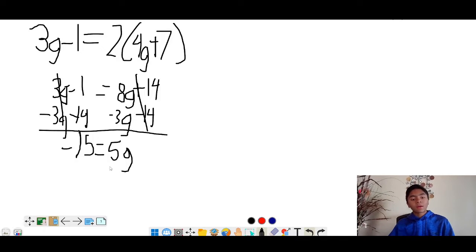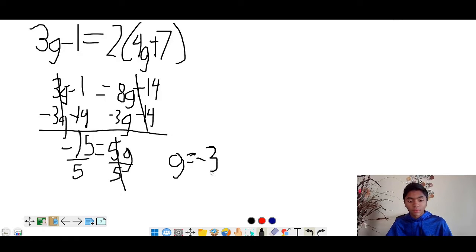Because if you'll notice, we got all the numbers on one side and all the letters on the other side. And now our final step is pretty simple. Just divide both sides by 5, so negative 15 over 5 and 5g over 5, in order to cancel out the 5 next to the g. So it cancels out, and we're left with that g is equal to negative 15 divided by 5, which is negative 3, so g is equal to negative 3, and that is our answer.